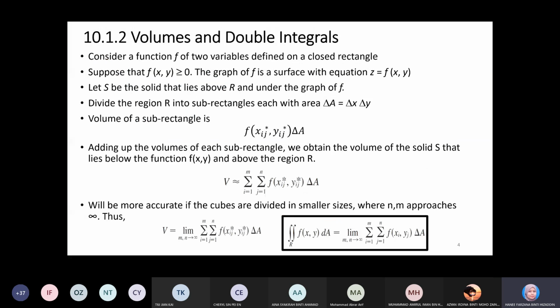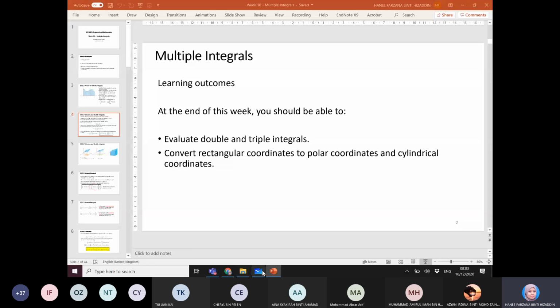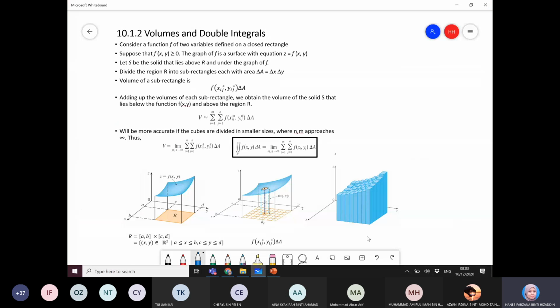But now we're going to do a double integral. When we do a single integral, we can find the area. So what can we get when we do double integration? Let's have a look here instead. You can also look at your notes; these are extracted from your notes. Let's consider a function f of two variables defined on a closed rectangle. You can see this in the diagram here.